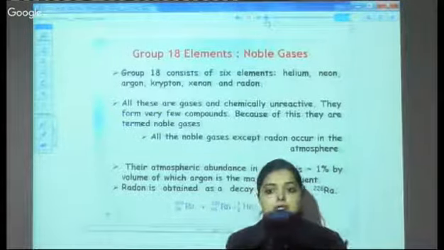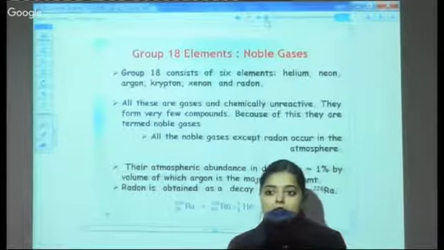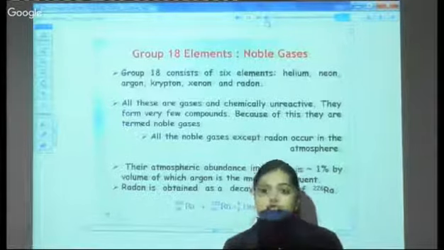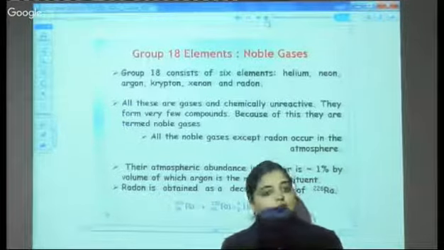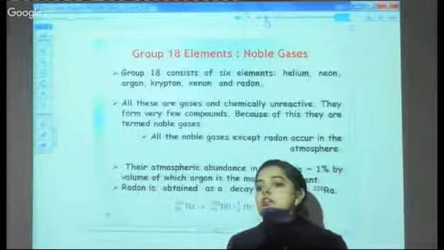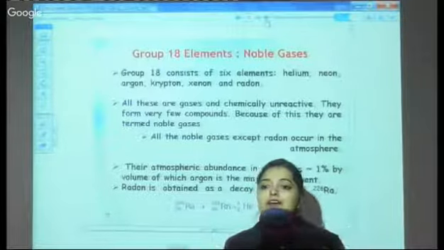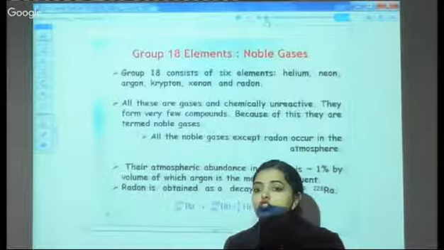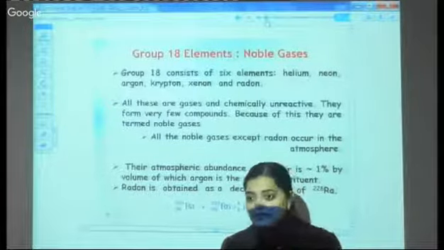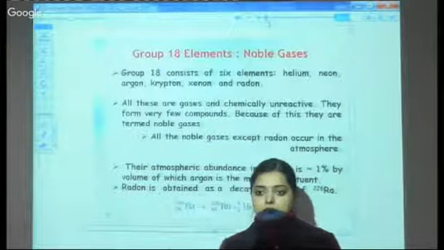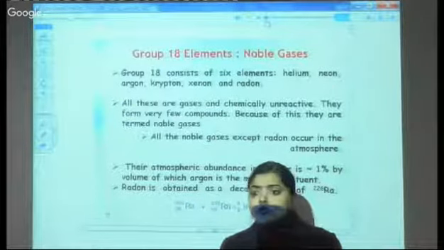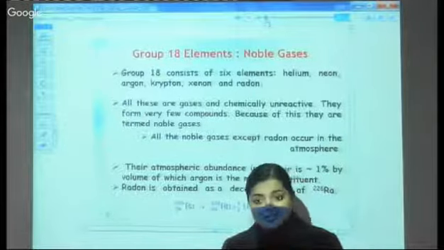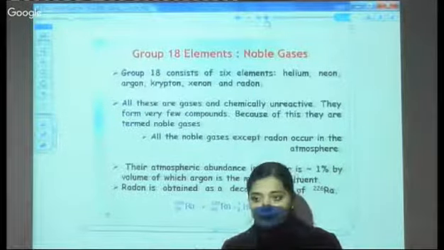It is ns2 np6. So the octet is complete. There is no vacant orbital, no extra electron to put in. So they are absolutely satisfied, content elements. They need not share or react with anything. That's why they are inert. They are more stable. So if they don't react, their normal molecular state, the original state, is monatomic.